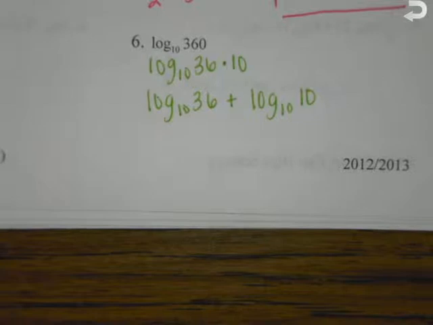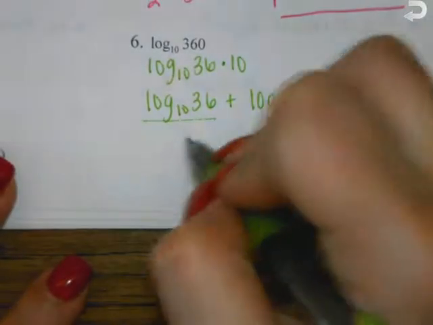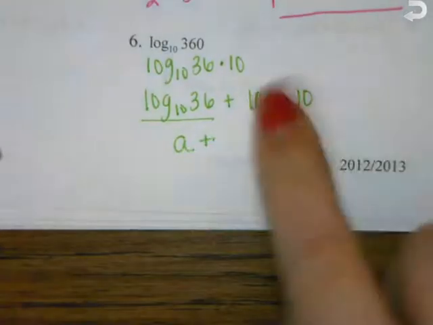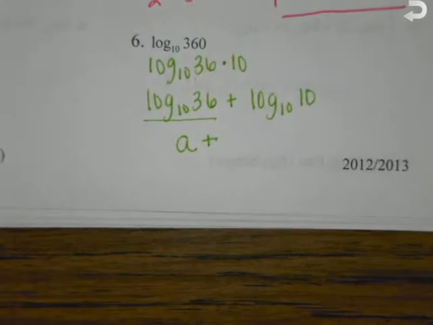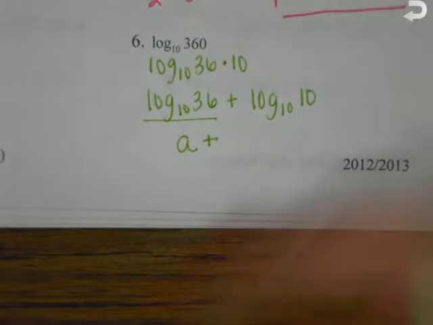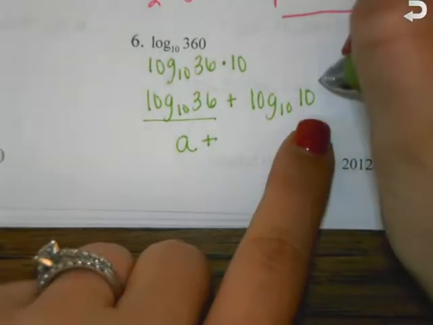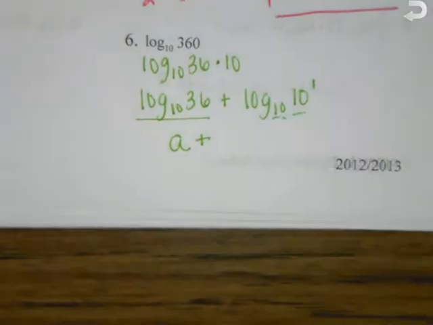Plus, what about this guy? I don't have anything for log base 10 of 10. Can we just keep it? I want my answer only with A's and B's in it, no logs. Can I? What's the exponent of 10? 1. I have same bases, right? So they cancel. So my answer is going to be A plus 1.